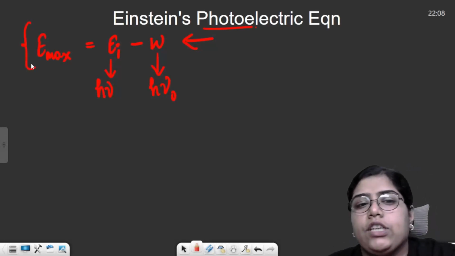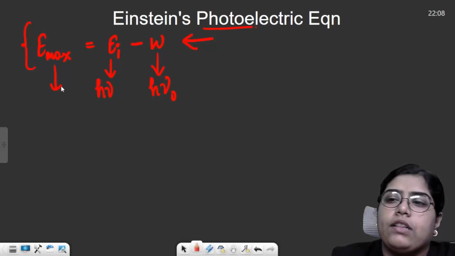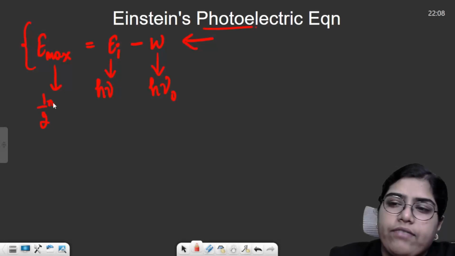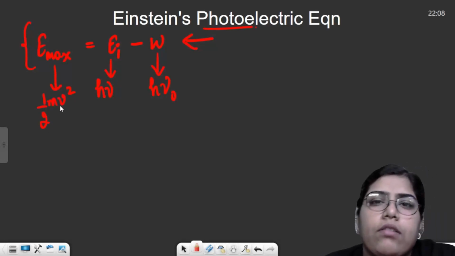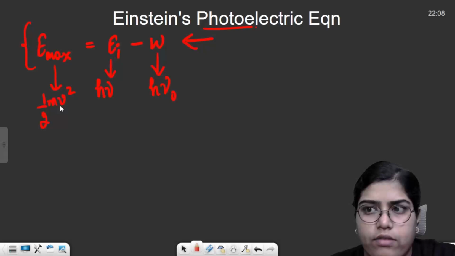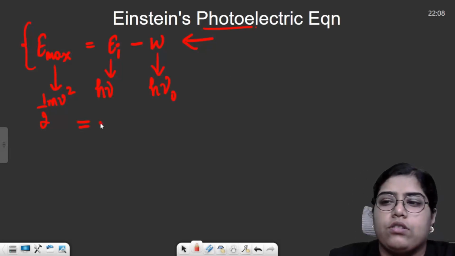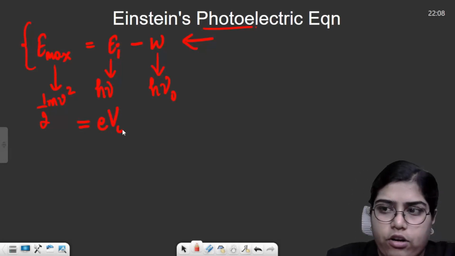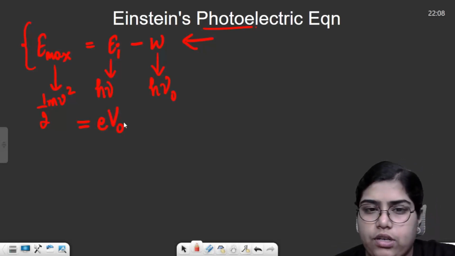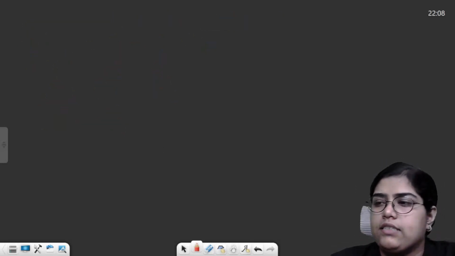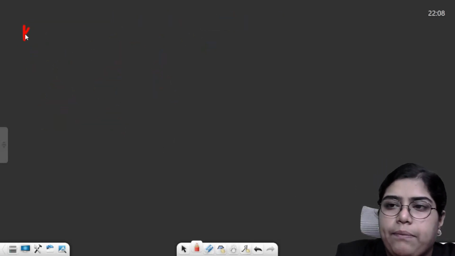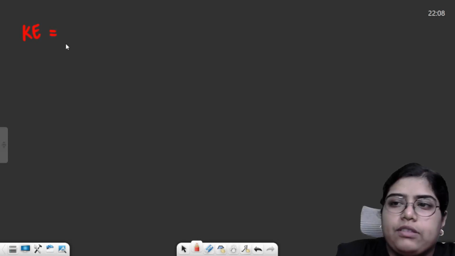And within this equation also, you can just substitute the kinetic energy as half mv square. The question might ask you to calculate the velocity with which the electron will be ejected. Or in terms of stopping potential, this energy was also equal to charge on an electron multiplied by the stopping potential. So, if I just show you the complete formula, the complete equation will become something like this.